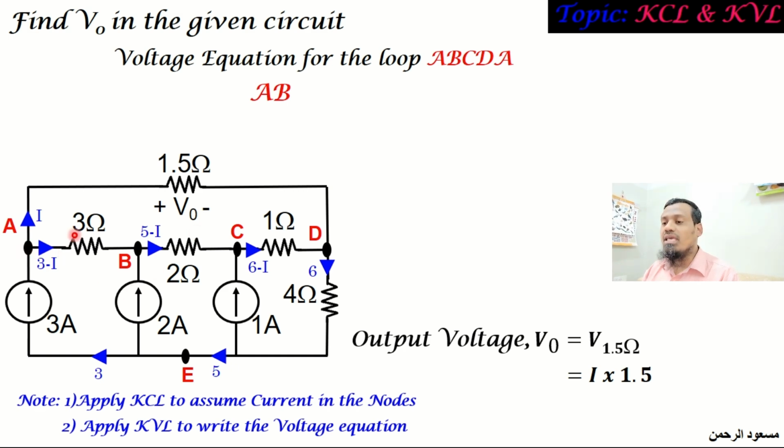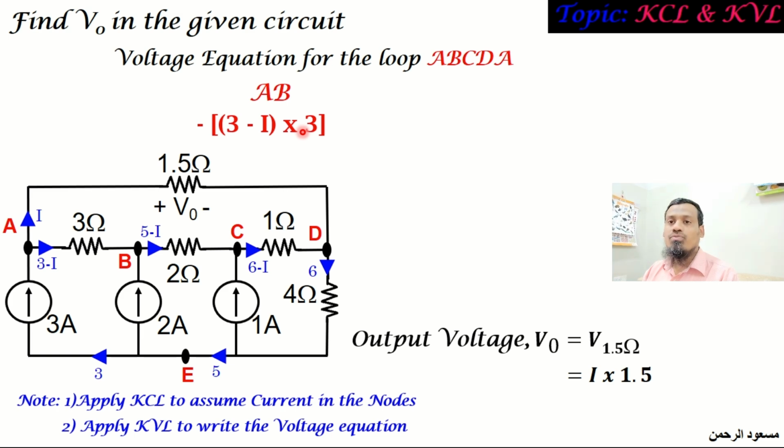So between A and B, if you see, we have a resistor of 3 ohm and the current through that resistor is 3 minus I. So the traveling direction is AB. The current direction is also from A to B. So both are same. So it is a potential drop. So we will start with a minus with a value of IR. I is 3 minus I. The resistance value is 3.